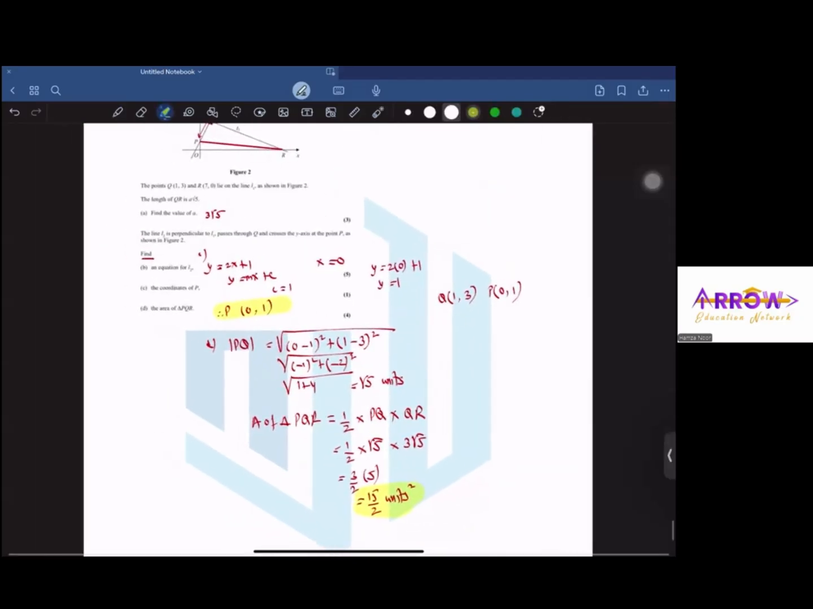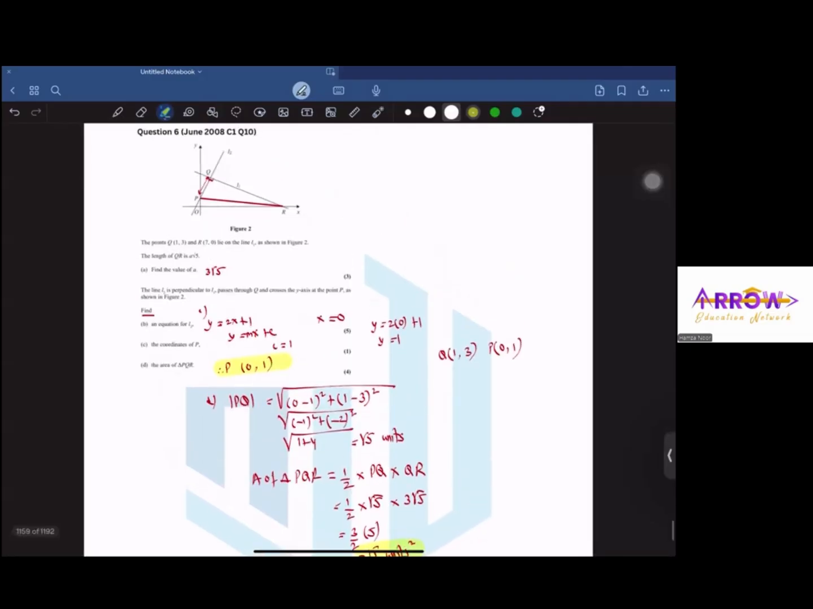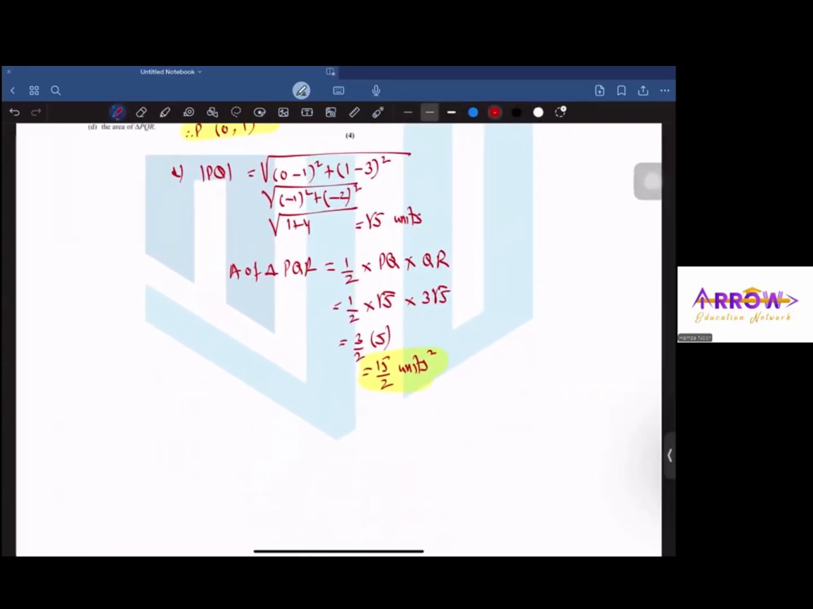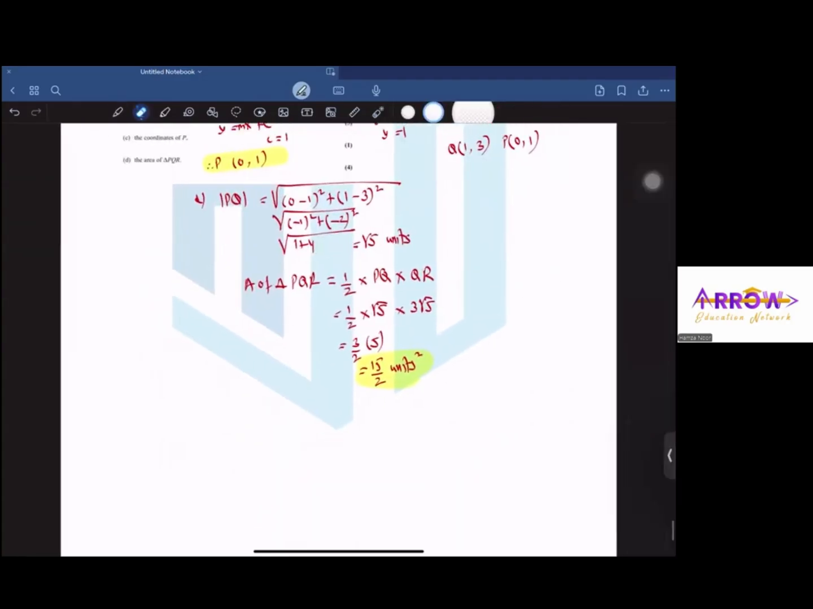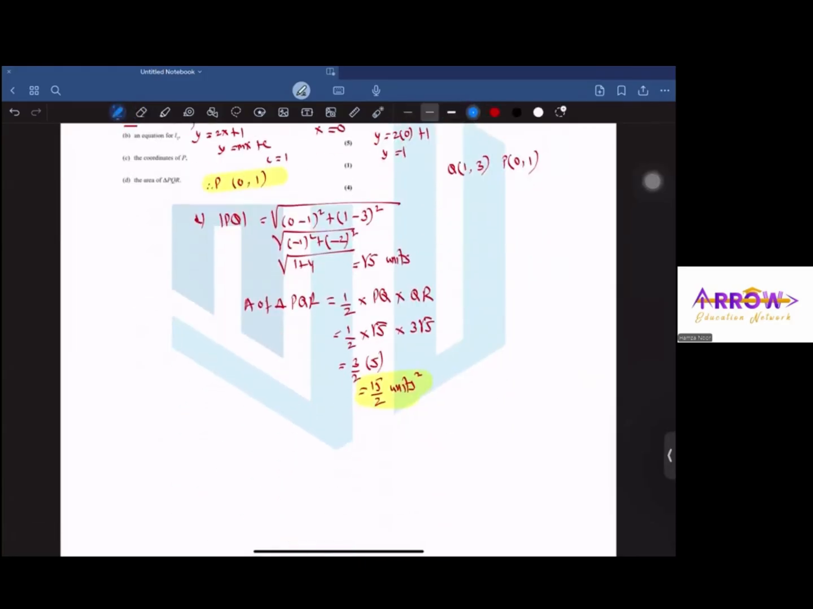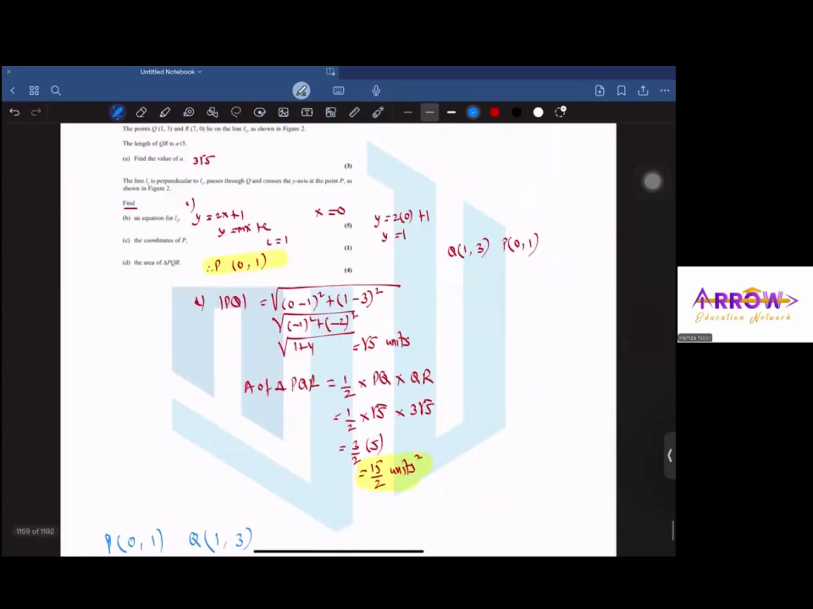All right. Alternatively, you can find the area by the shoelace or shoestring method as well. We need to find the area of triangle PQR. So I'm just going to do the working for the shoelace shoestring method. The detailed explanation I've already mentioned above. So the coordinates of P are 0, comma 1. Q is 1, comma 3, and R is what?